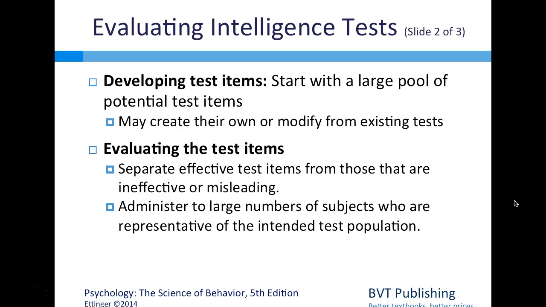Separate effective test items from those that are ineffective or misleading, and administer to a large number of subjects who are representative of the intended test population. For example, since the developers of the Stanford-Binet were trying to differentiate between high, average, and low intelligence among a broad spectrum of children, they administered their pool of items to thousands of preschool children. They found that some items were effective in reliably differentiating between children of different age levels and others were not.